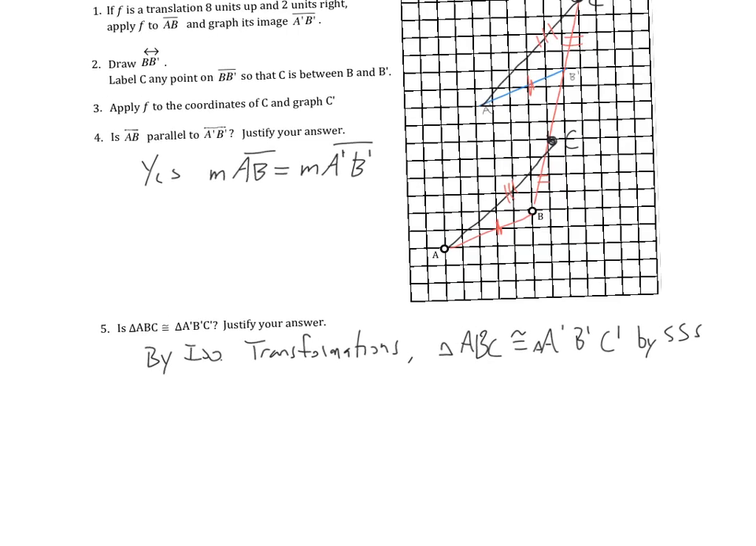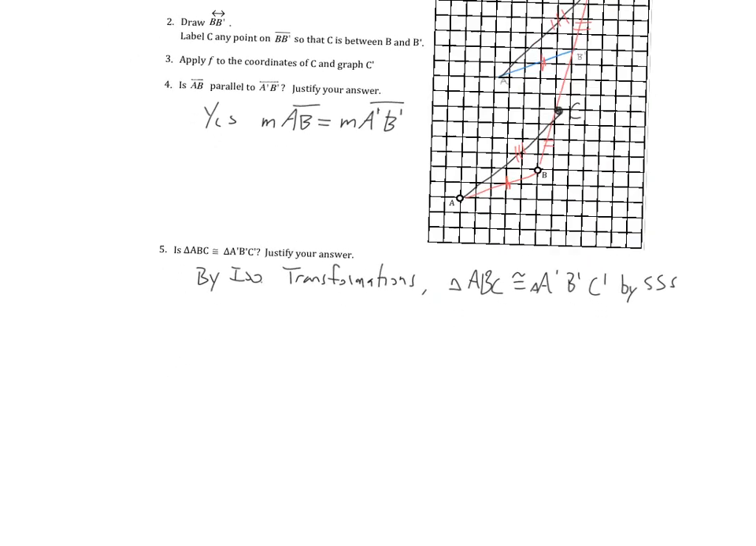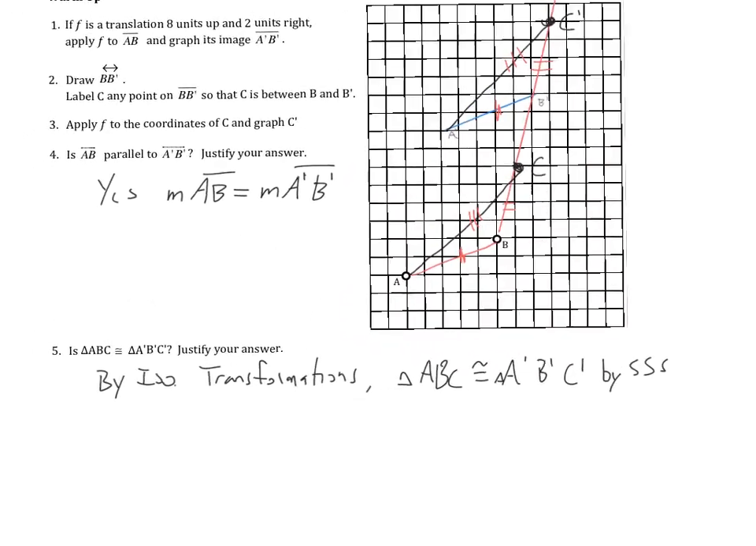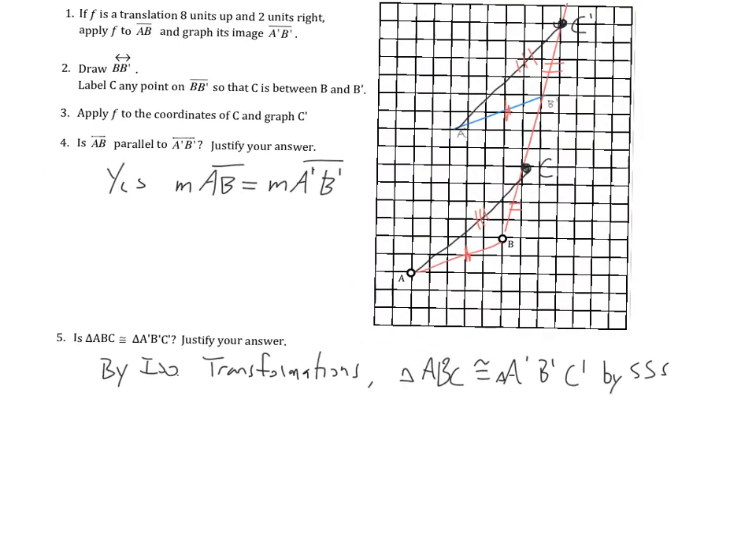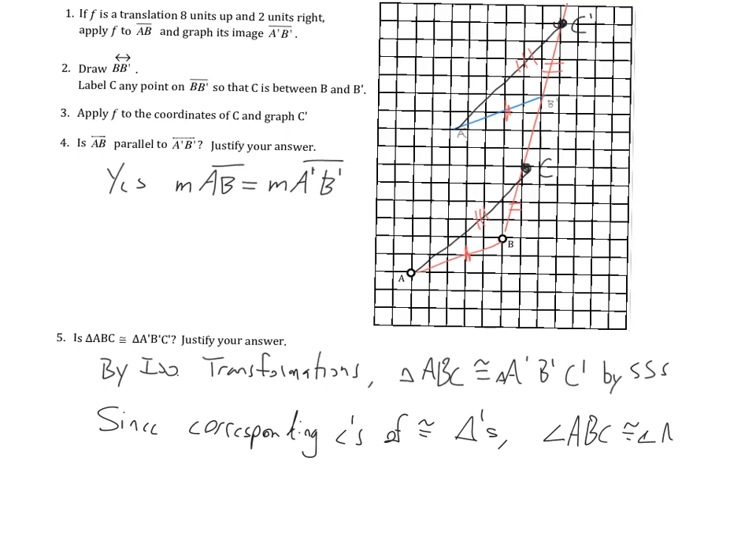So another important thing to see here is that this allows us to make a conclusion about what we know about angles. And this is really the core of what we're going to be studying with parallel lines, is that since corresponding angles, congruent triangles, we can say that angle ABC is congruent to angle A prime, B prime, and C prime.